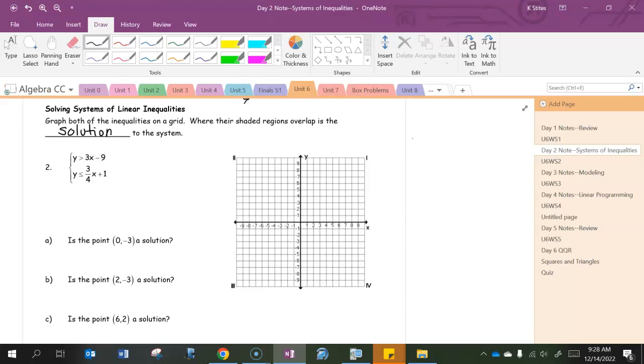We're going to start with 3x minus 9. We're down here. Up 3, right 1. Up 3, right 1. Okay, now I'm actually going to show you two ways to do this. So here's the first one. We're going to have a dotted line. This is a greater than, so again, greater than, we are shading up, which would be this side here.